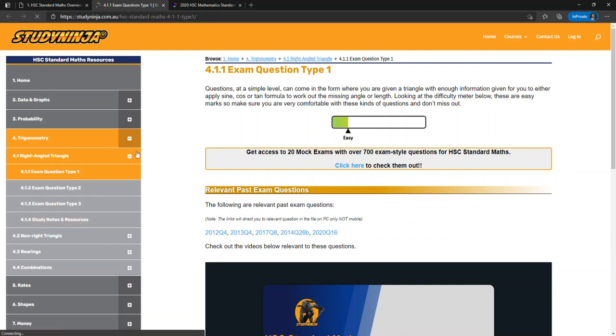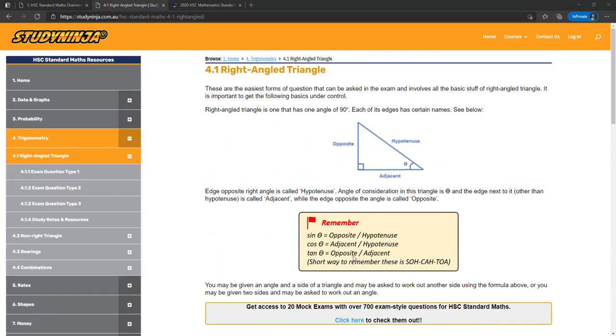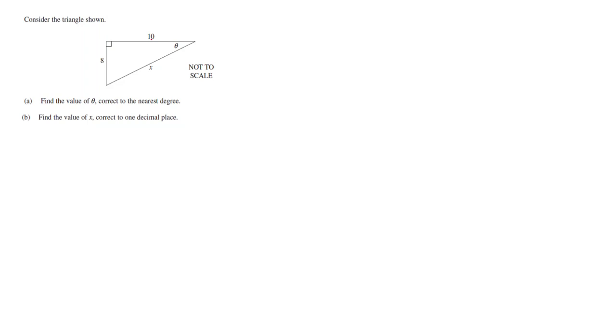So the properties that we need to know are: how do you calculate sine, cosine, and tangent? Here, if you want to calculate the theta, if this is theta, then this is the hypotenuse, this is the opposite, and this is the adjacent. The formula for tan is opposite over adjacent. So tan of theta will be 8 divided by 10, and theta will be 39 degrees. So that's for part A.